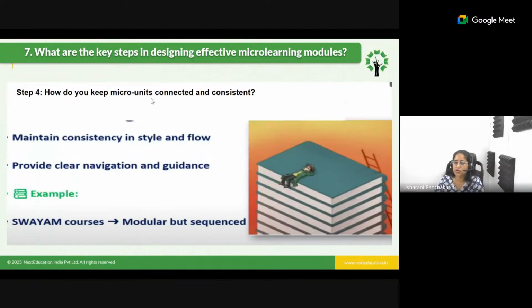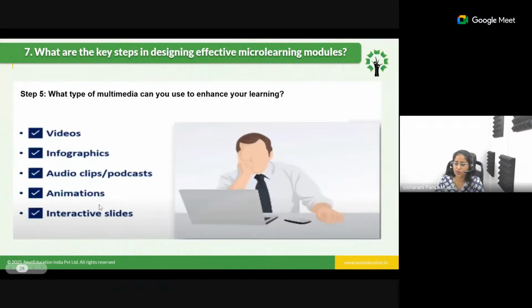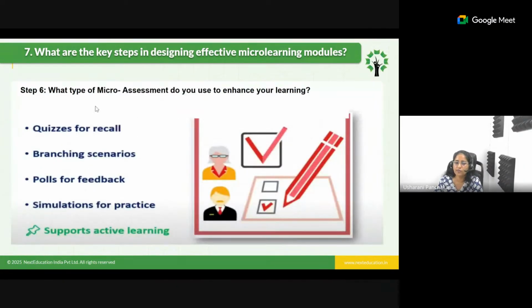How do you keep micro units connected and consistent? Maintain consistency in style and flow, provide clear navigation and guidance. And this is one example, which I'll be showing some of the examples here. What type of media you can showcase to enhance your learning. You can use these videos in the form of 2D, 3D, real videos, infographics even, audio clips even, podcast, animations, interactive slides.